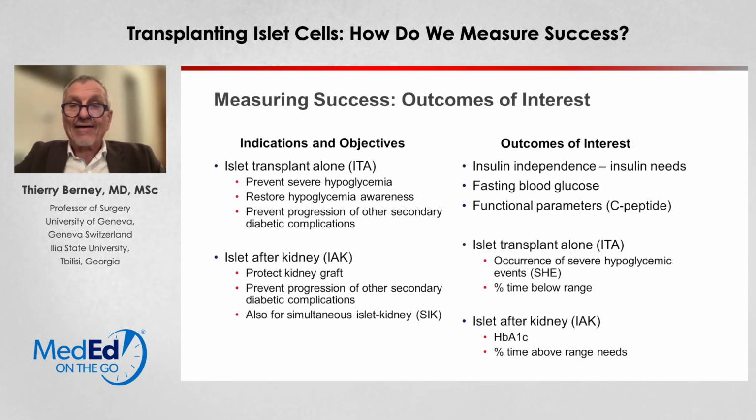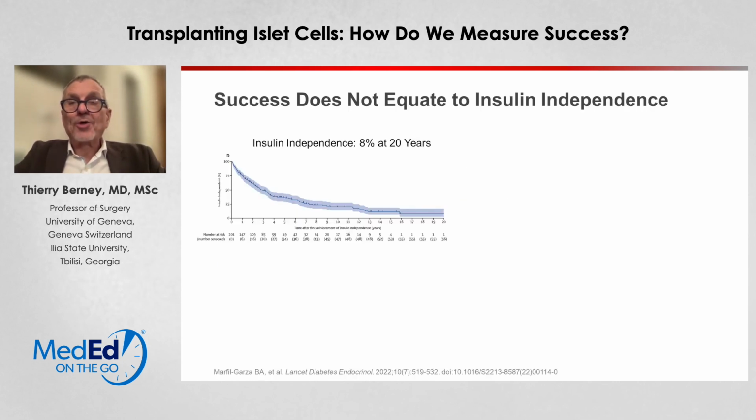In islet after kidney, HbA1c is also very important. This gives you an idea of the metabolic stability of your graft, but also the percent of the time above range. So, what I would like to show you here, and I'm presenting to you the latest data of the Edmonton series, where they're reporting their results at 20 years after islet transplantation.